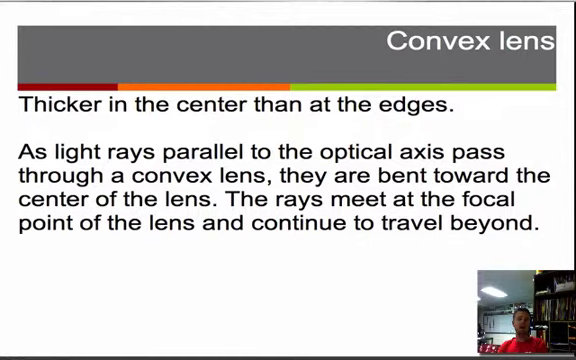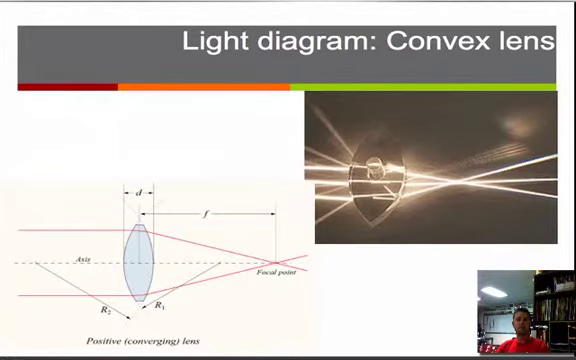As light rays enter the axis and pass through the convex lens, they're bent towards the center of the lens, just like you saw in the Bill Nye video a minute ago. The rays meet at what's called a focal point and continue to travel beyond. Great diagram of that. You see the light ray enters the new medium, light bends, and creates a focal point. Light over here enters a new medium, bends, and creates a focal point.